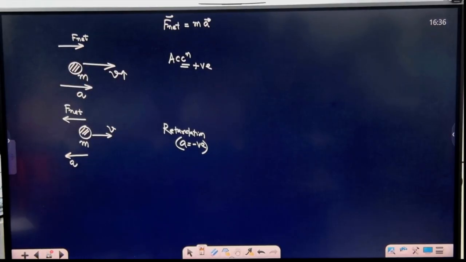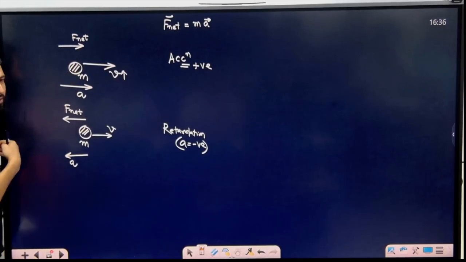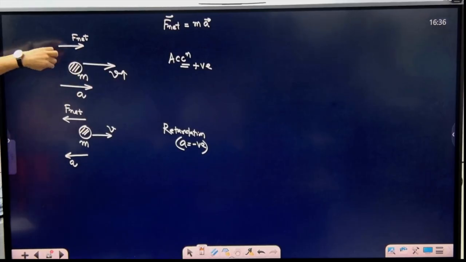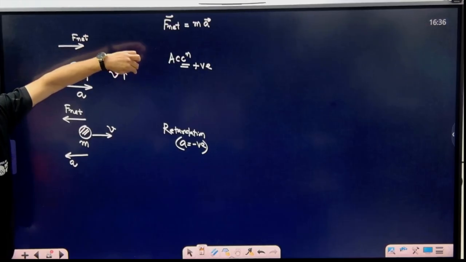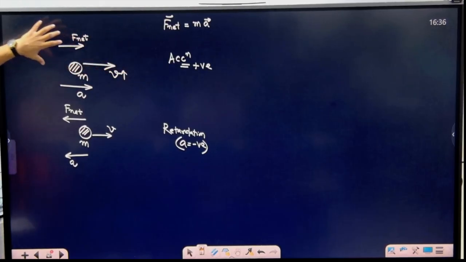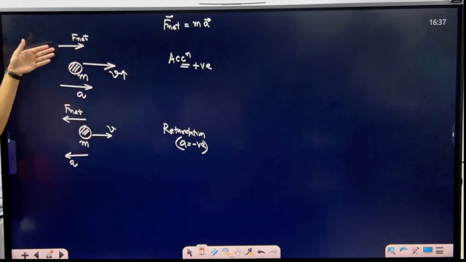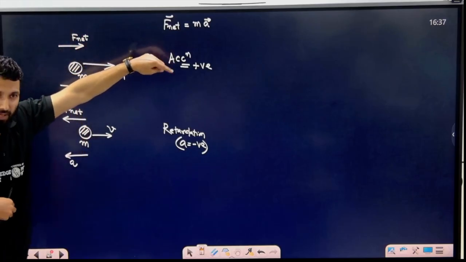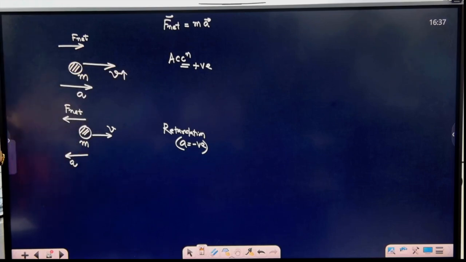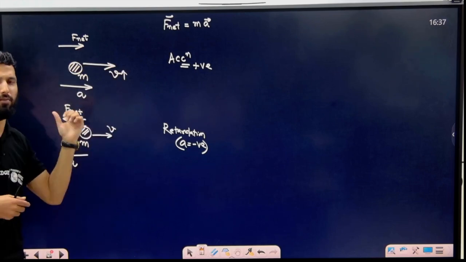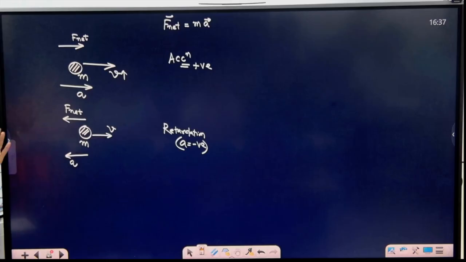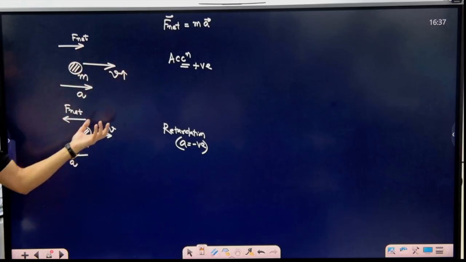Some of you got confused, sir. It's up to me. If I put forward as negative, backward as positive, in that case, the backward force will be positive. So here both will be negative, and the acceleration will also be negative. Here the acceleration will be positive because I have used the convention forward as negative, backward as positive. It's up to me. But usually we do not do that. Usually forward is positive and backward is negative. That's why the negative acceleration comes here.